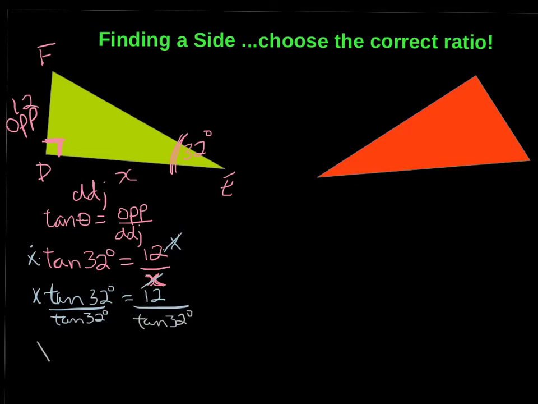Okay, and then we end up with x equals 12 divided by tan of 32 degrees. Remember to use your brackets when you're punching this into your calculator, and I would put it in as 12 divided by open bracket tan 32 degrees close bracket. That's just how my calculator works. You need to figure out how yours works so that you get the same answer as I do.